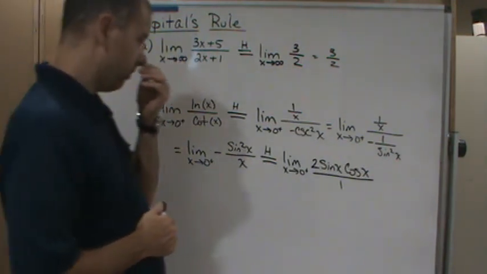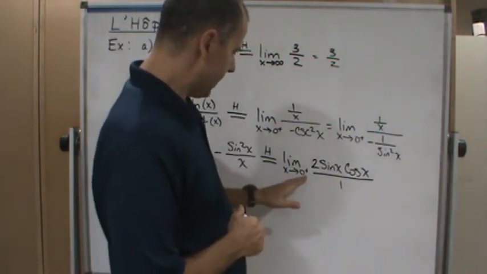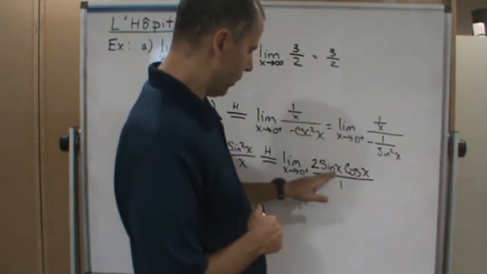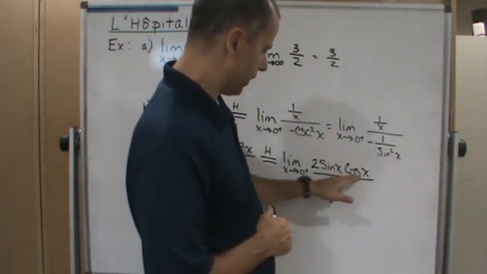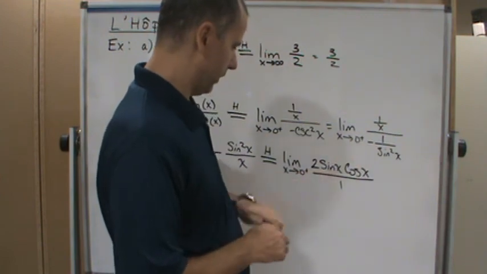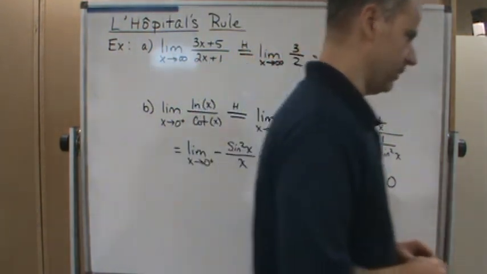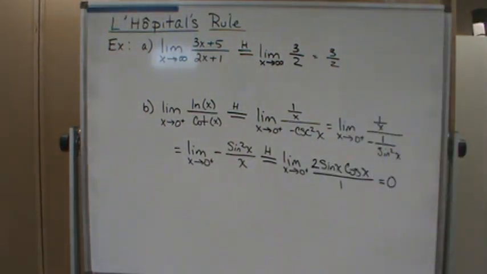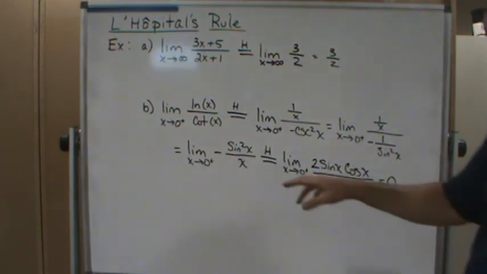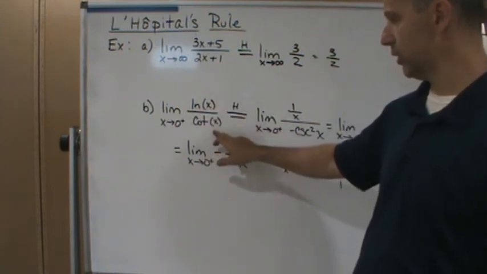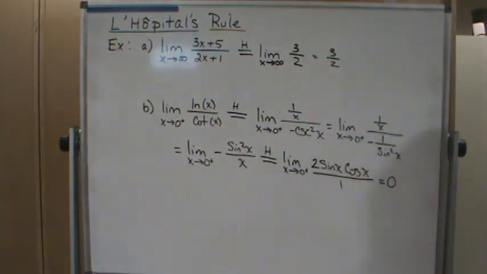Now, what happens to this as I approach 0 from the right? Sine is going to 0, cosine is going to 1, so guess what? This is 0. Okay, so that means that the limit of the original function, so the limit as x approaches 0 from the right of natural log of x over cotangent x, is 0.